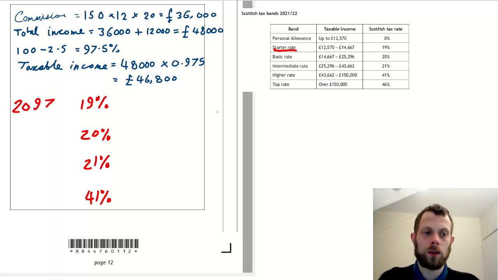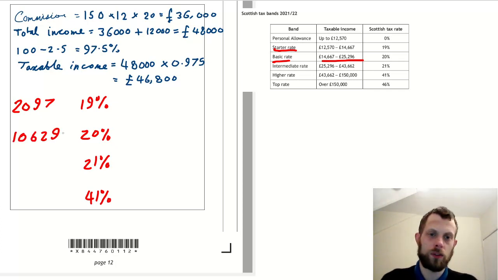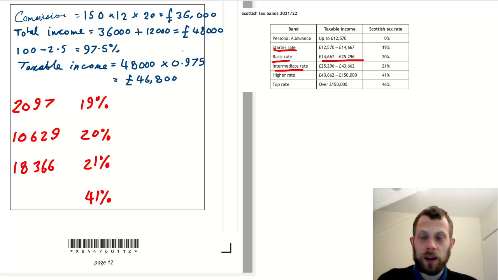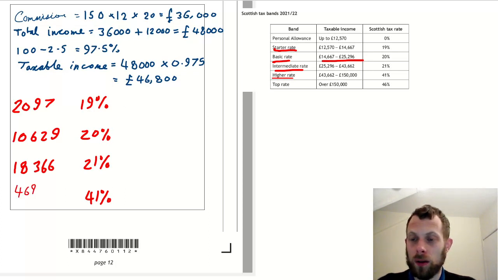12,570. To find the tax paid at the basic rate, we will do 25,296 take away 14,667. To find the tax paid at the intermediate rate, she's still earning more than the upper limit, so 43,662 take away 25,296. And finally, for the higher rate of tax, she doesn't earn £150,000. So this is a common mistake, but you would have to take the 46,800 as the upper limit and take away the lower limit, the 43,662, to find the tax paid at 41%.